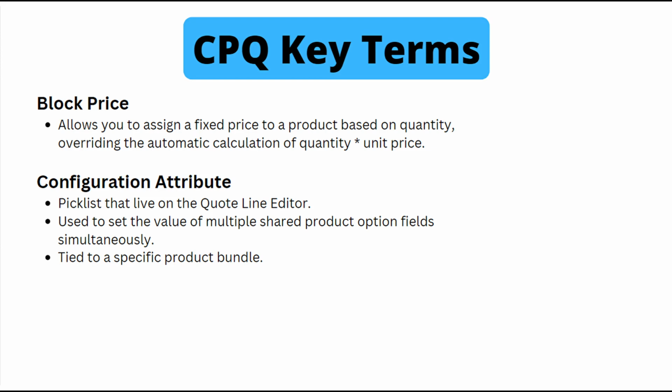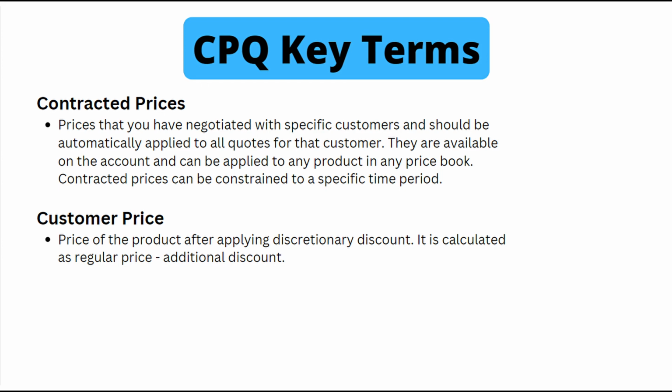bundle. So one example of a configuration attribute would be on the quote line editor, if your company sold both hardware and software products, you might have a configuration attribute pick list field that allows your user to select either hardware or software. Next, we have contract prices.